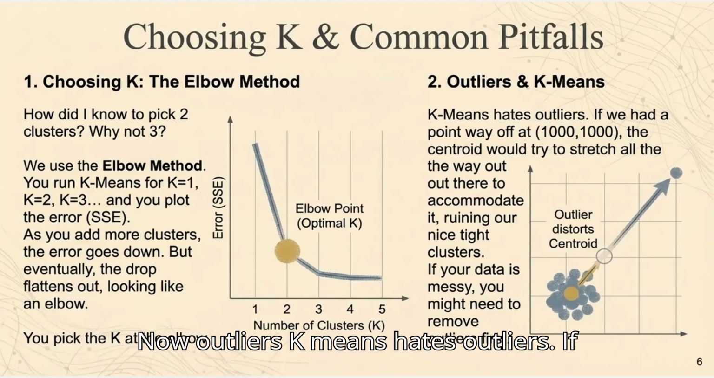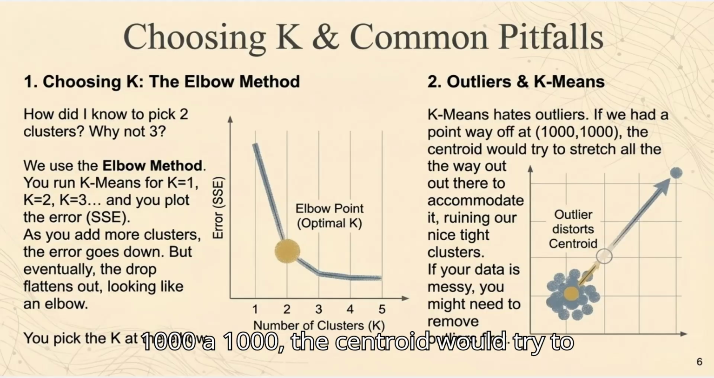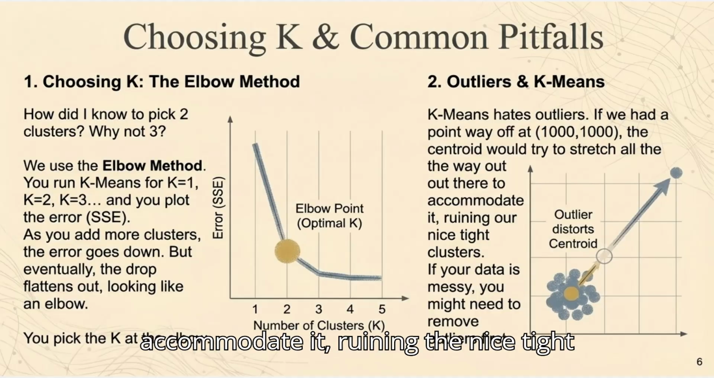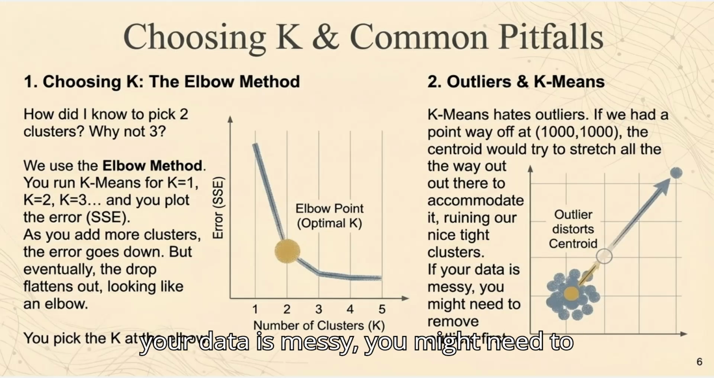Now, outliers. K-means hates outliers. If we had a point way off at like 1,000, the centroid would try to stretch all the way out there to accommodate it, ruining the nice tight clusters that we normally would have. If your data is messy, you might need to remove outliers first.